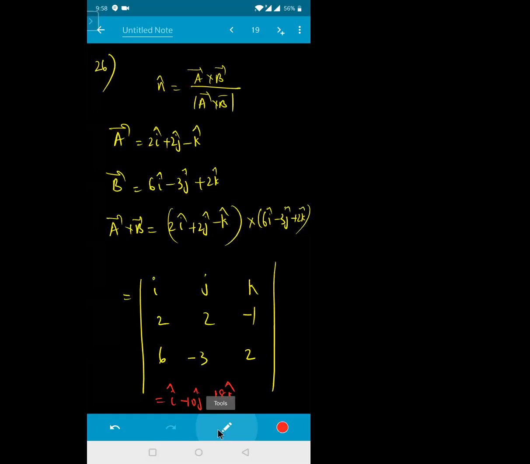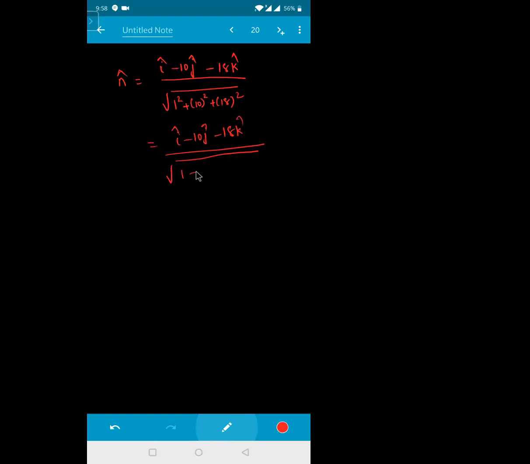Got it? So for the unit vector, what will I write now? n cap will be equal to i cap minus 10 j cap minus 18 k cap divided by its magnitude. The magnitude is the square root of 1 square plus 10 square plus 18 square. So that is the square root of 1 square, which is 1, 10 square is 100, plus 18 square. How much is it, children?